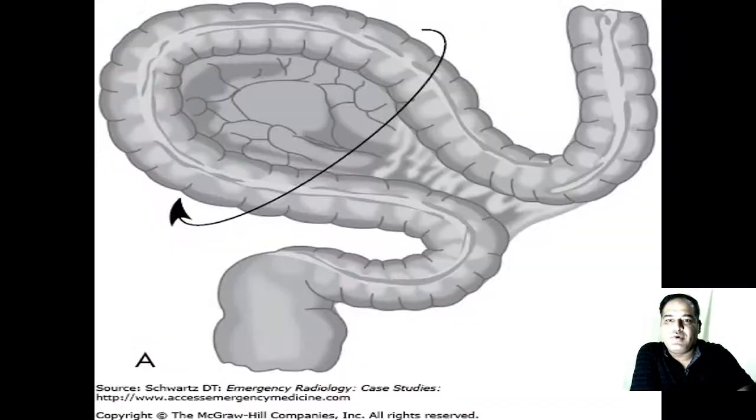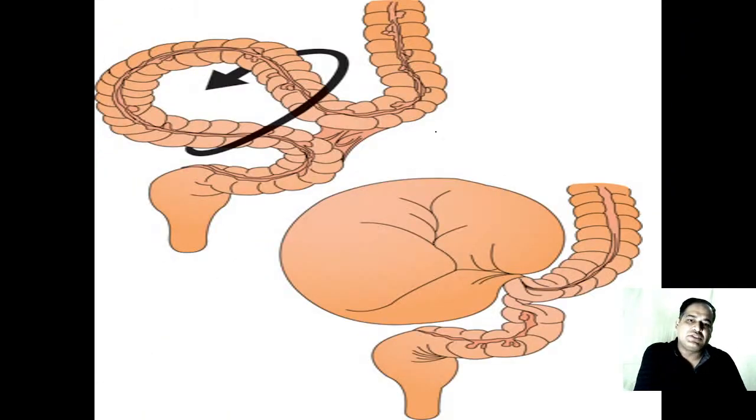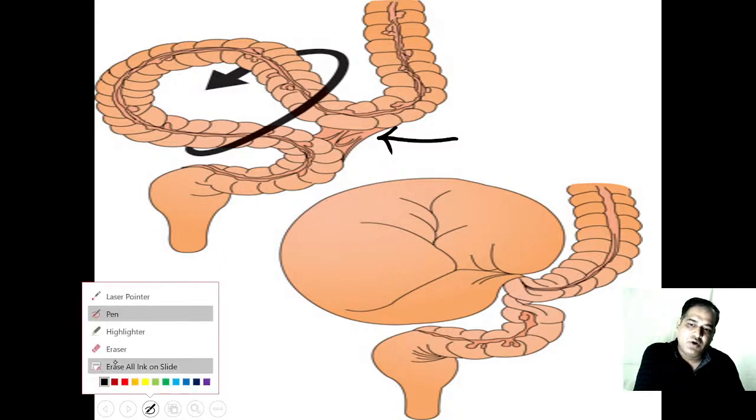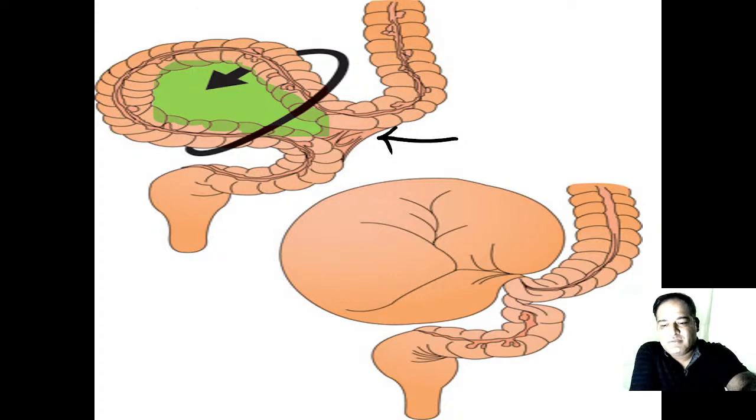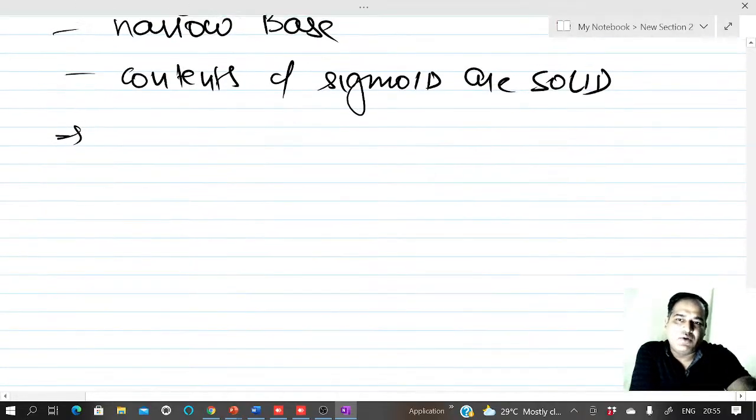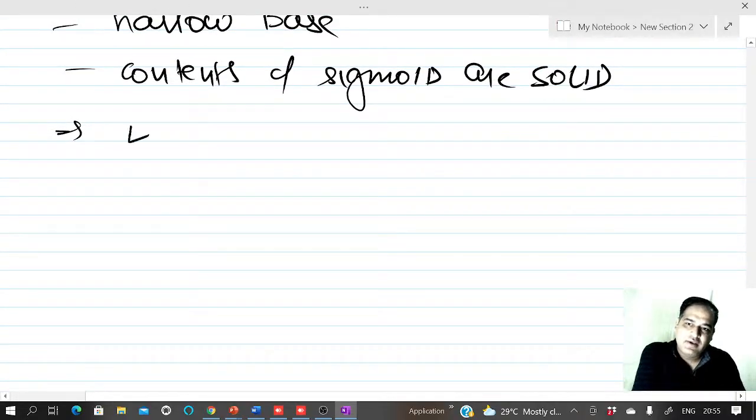Fine, let me just show you here. See, this is the base of mesentery, and I'm going to draw the mesentery here. You see, the mesentery is very long. The area which I have shaded green, mesentery, very long. Fine. Base of mesentery is very narrow. Contents are solid. This is common in elderly.